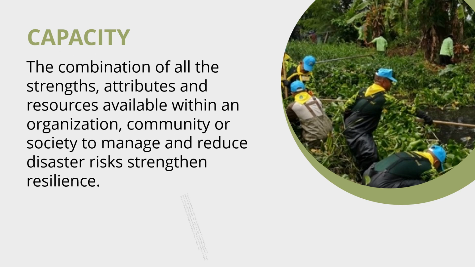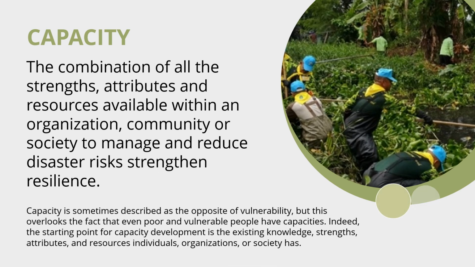And the last component of the disaster risk function is capacity. Capacity is a combination of all the strengths, attributes, and resources available within an organization, community, or society to manage and reduce disaster risk and strengthen resilience. As you can see in the disaster function, capacity is a denominator. Capacity is sometimes described as the opposite of vulnerability. But this kind of definition overlooks the fact that even poor and vulnerable people have capacities. Indeed, the starting point for capacity development is the existing knowledge, strengths, attributes, and resources that individuals, organizations, or society already have.